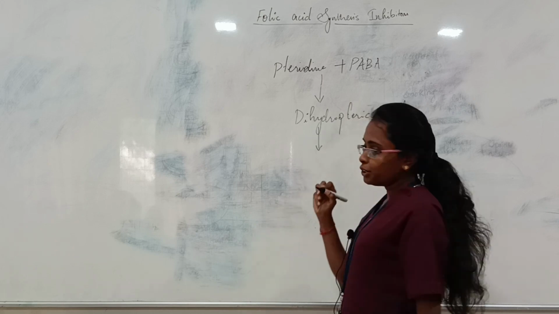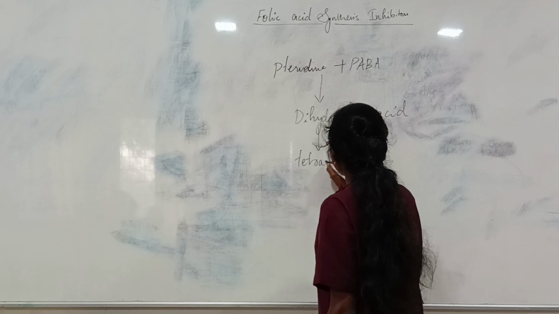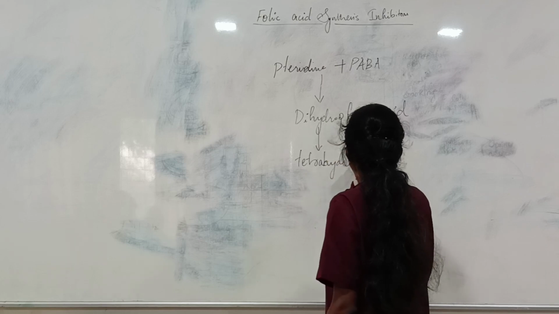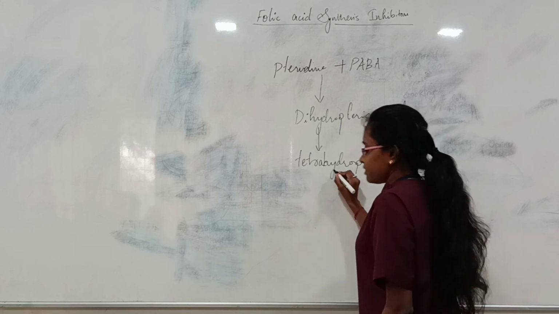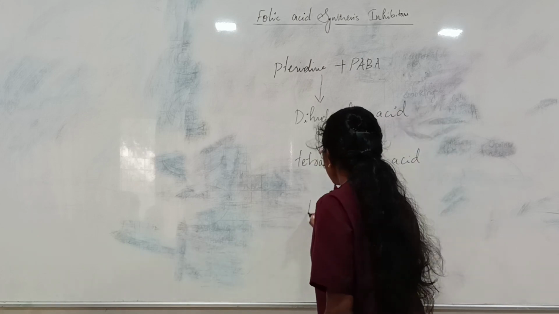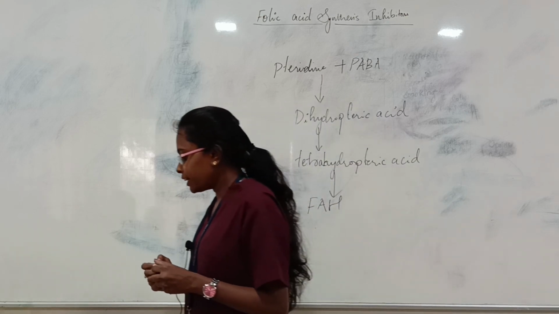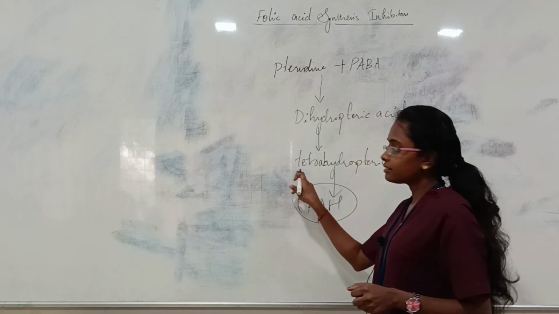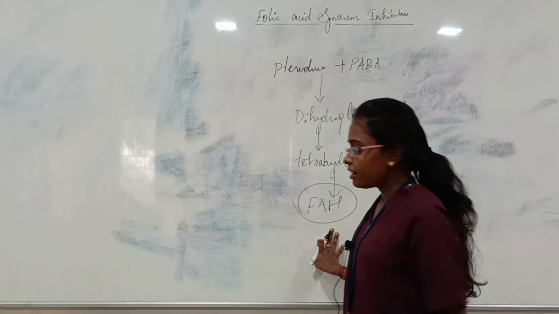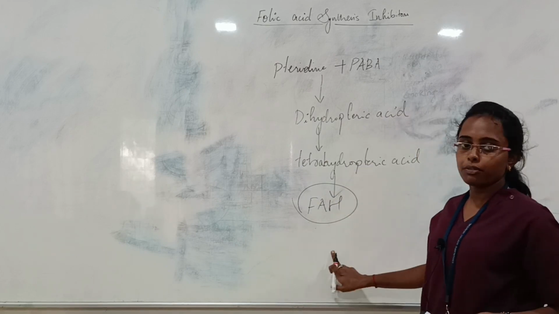Then it will convert into tetrahydropteroic acid, and then FH4, that is tetrahydrofolic acid. This is tetrahydrofolic acid. FH4 is an active form of folic acid. This is an active form of folic acid.